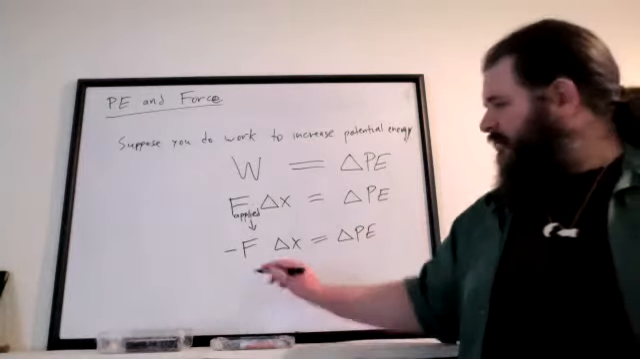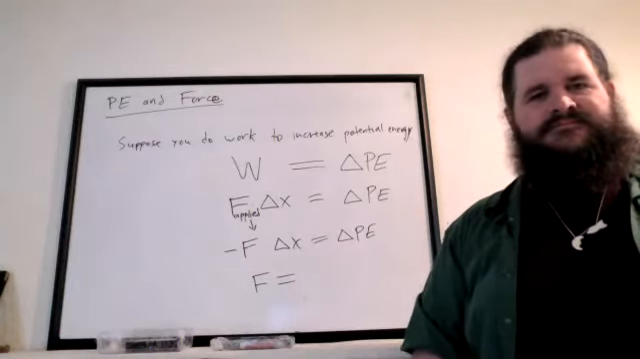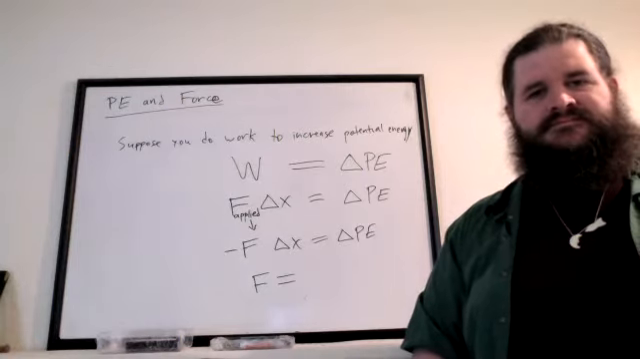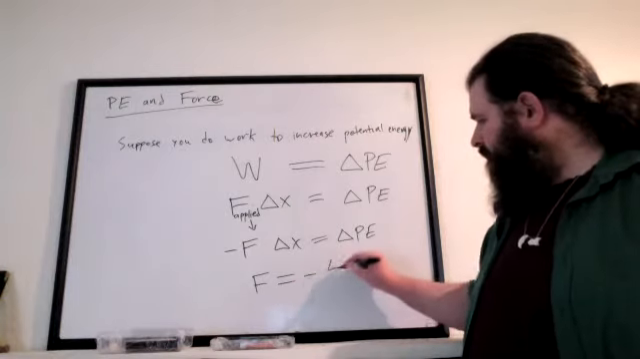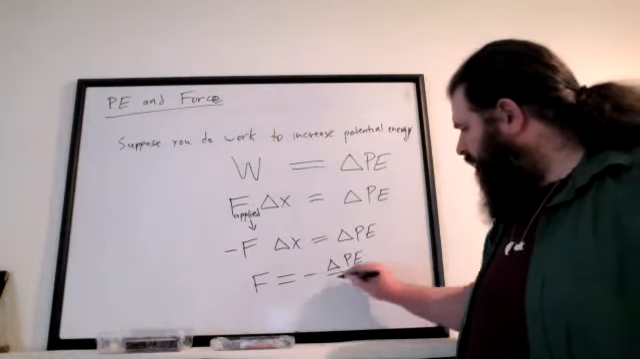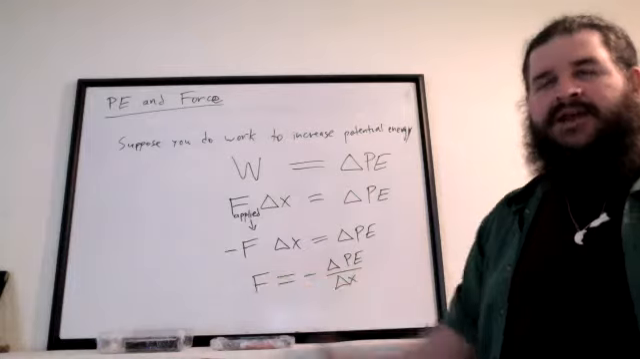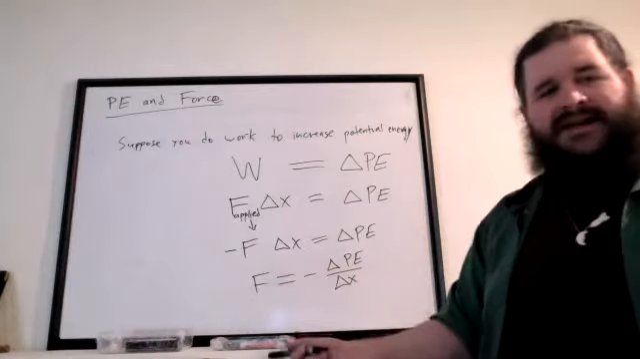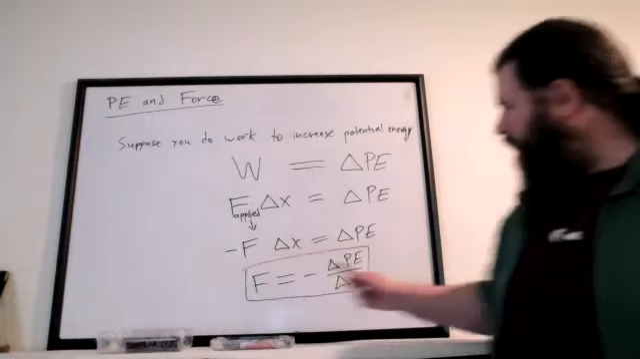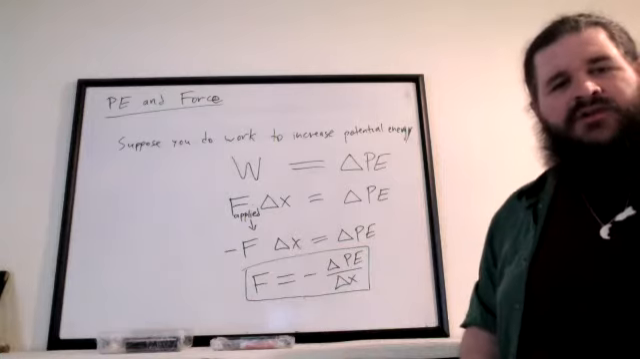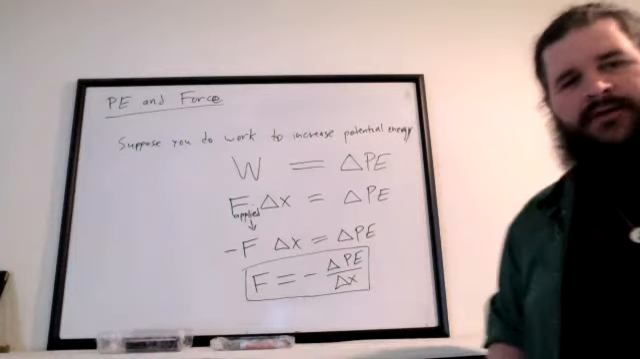And with that, how would you solve that for force? Force would equal the negative change of potential energy over a change of distance. Yeah. If we just divide both sides by negative delta x, the force you're applying, or rather the natural force, the force that you're acting against is negative change in potential energy over change in x. So change in potential energy over change in x is the force you're applying. The opposite of that is the natural force that you're acting against, the force of the spring or the force of gravity or whatever.